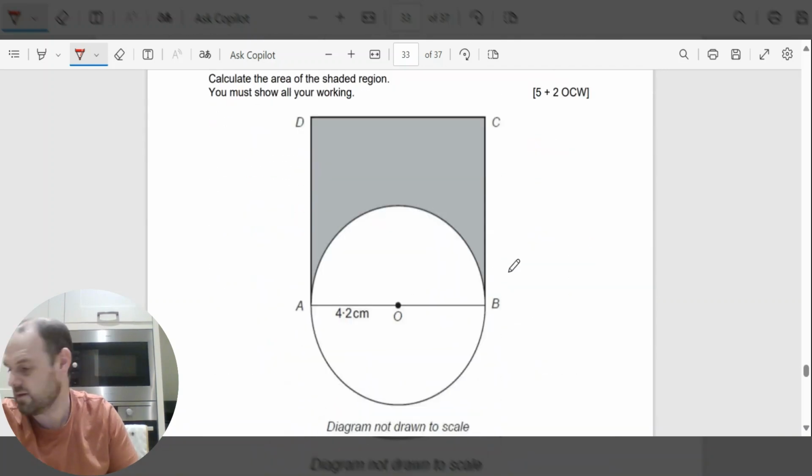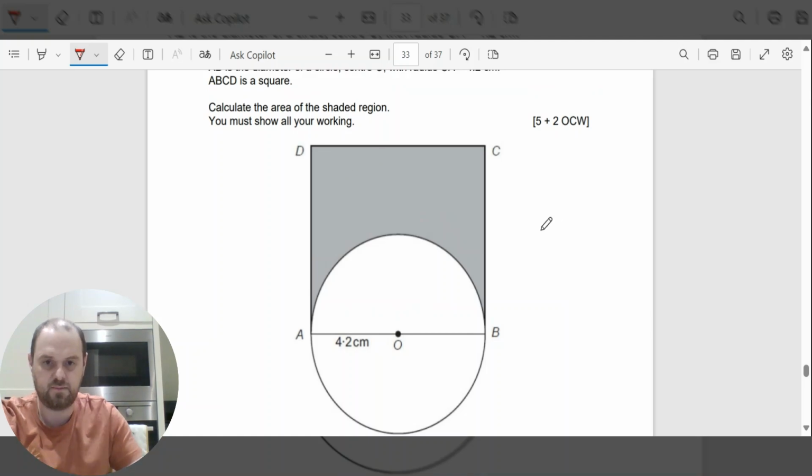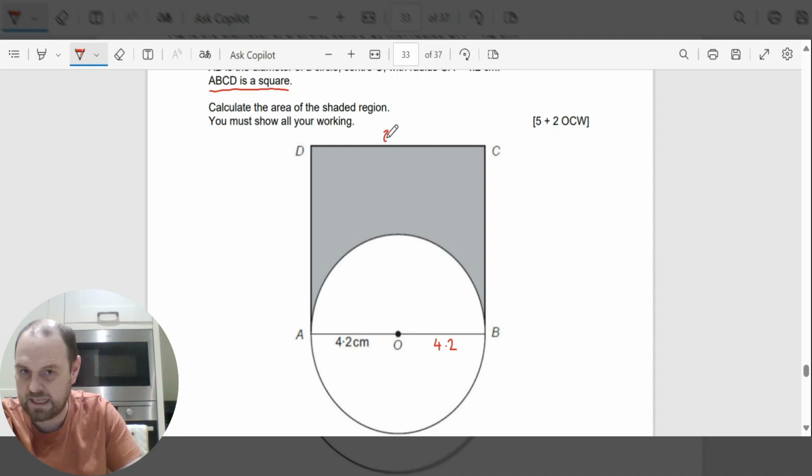Right, circle. Let's do 1 or 2 with circles. So, the area of the shaded region. You find out that this is a square. Yeah, ABCD is a square. The only measurement I'm given is that this is 4.2. But if that is 4.2, that is 4.2. So the square has a length of 8.4. So the area of the square is 8.4 times 8.4.